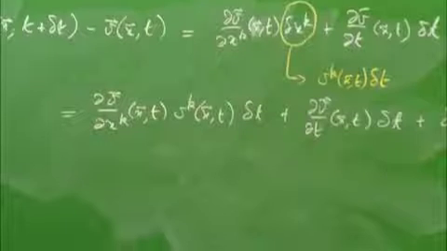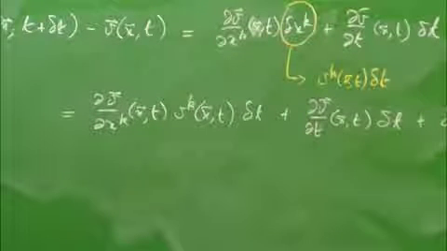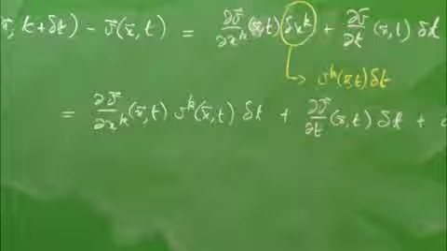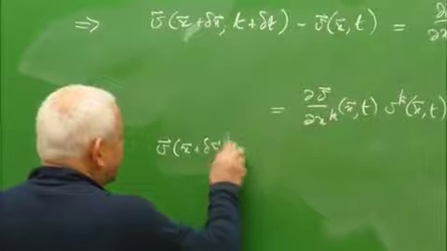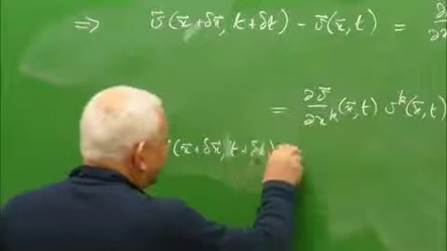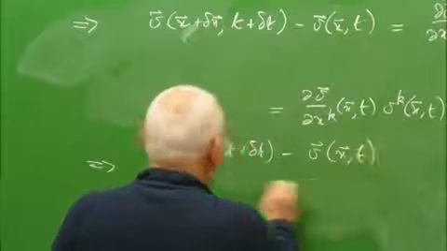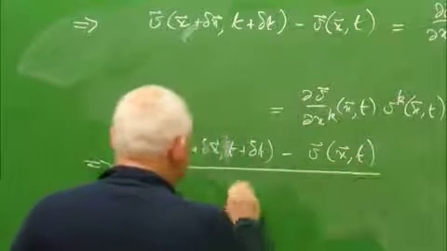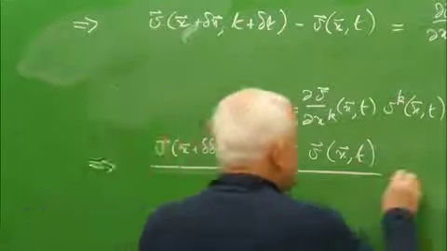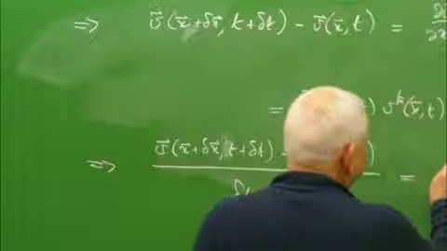And now you see that I have the factor delta t common to all of the terms on the right-hand side, and this means therefore that v at x plus delta x, t plus delta t, minus v at x and t, divided by delta t, is equal to dv by dx_k.